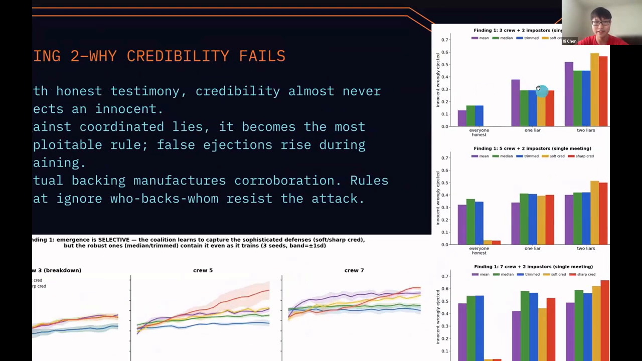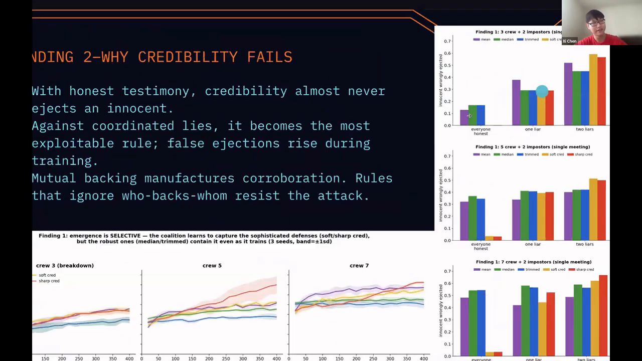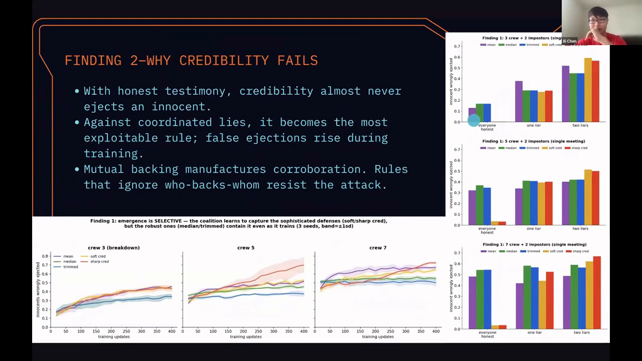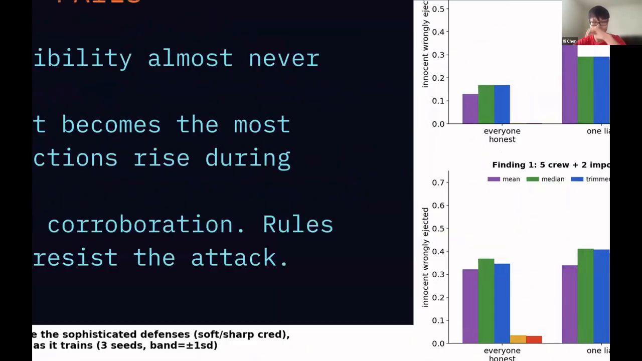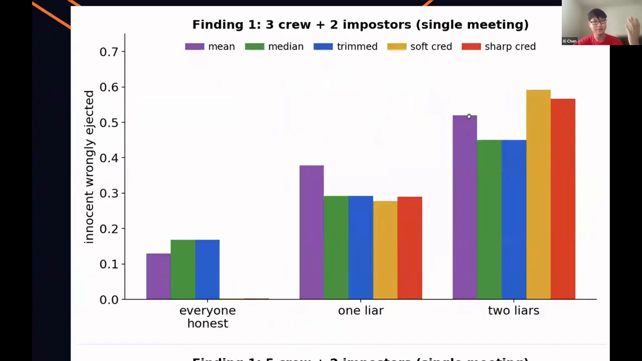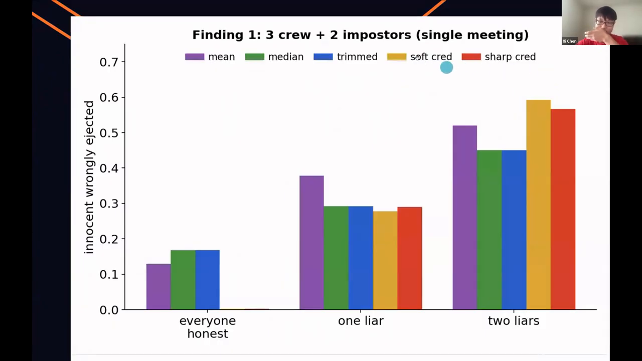So our second finding explores the aggregation of the public testimony that we had mentioned before. After everyone makes a testimony publicly, all of the crewmates have to aggregate the messages in some way and then make a vote based off of that. So we test five methods. The first three methods are just typical statistical measures of center. And then we also test soft credibility and sharp credibility.